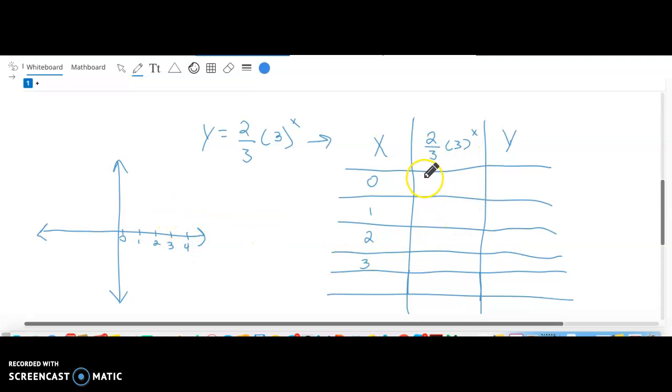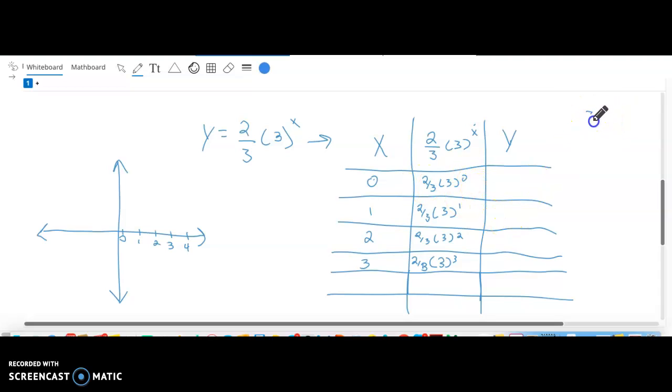Okay, so we're going to plug in x for the exponent. So we have 2/3 times 3 to the 0, 2/3 times 3 to the 1 power, 2/3 times 3 to the 2nd power, and then 2/3 times 3 to the 3 power.